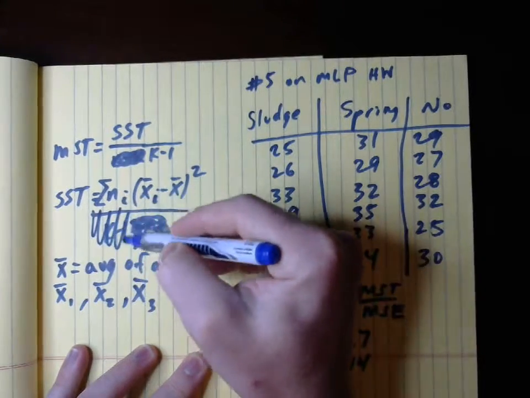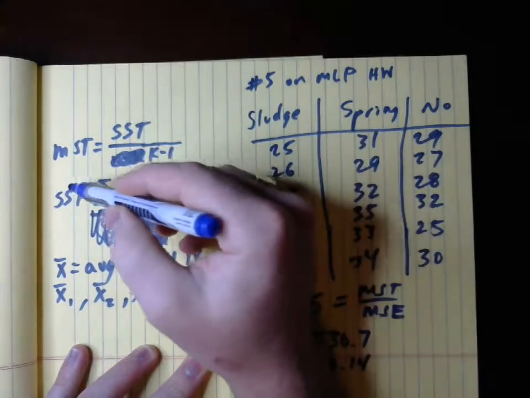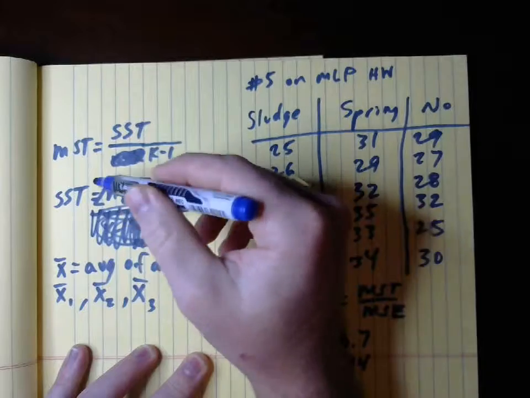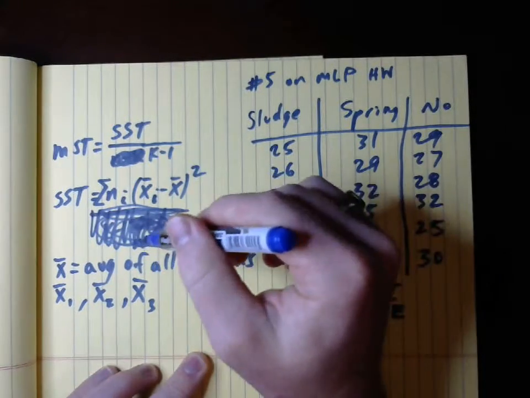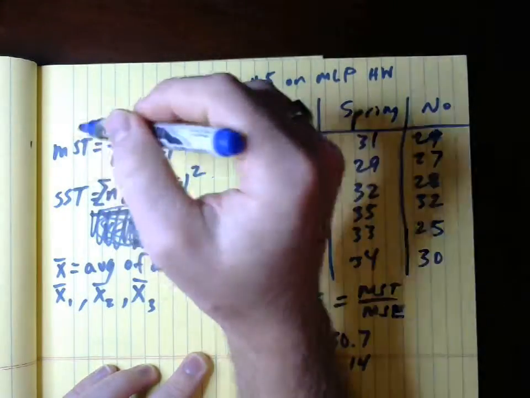The SST does not include this right here. What am I doing? The SST is just this right here. I was writing out the MST again. So the SST is just the summation. And then we would throw that on top of here, and then it would be dividing by k minus 1 to get the MST.